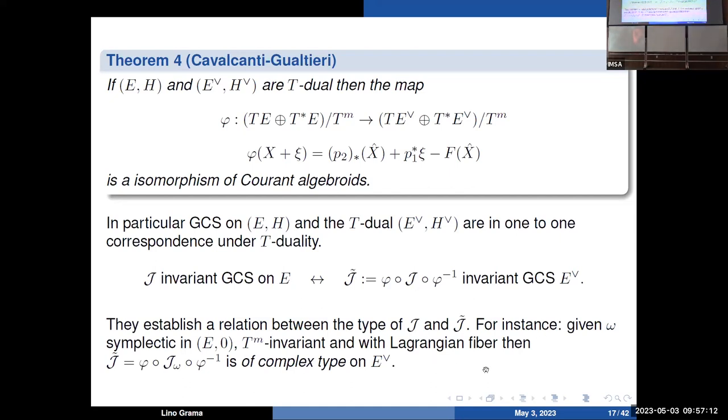And for instance, if you have some symplectic structure on this space, a T-invariant symplectic structure with Lagrangian fiber, then after this process here, we arrive at some complex type structure on the opposite, the dual side.